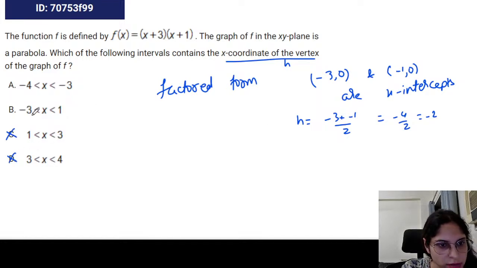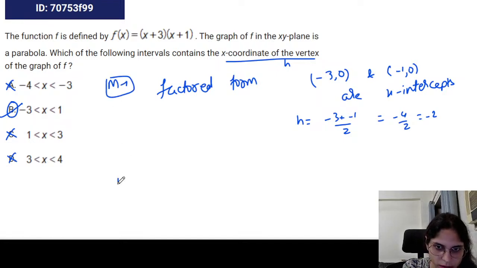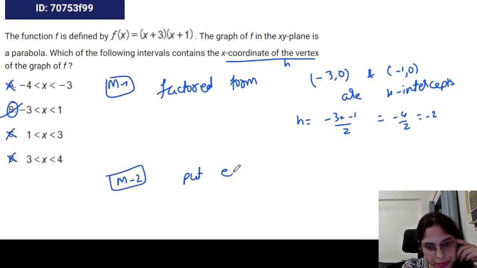This is gone. After negative 3 comes negative 2, so this is the answer. Between negative 3 and negative 4, no, it's not between negative 3 and negative 4. So this is my answer. The only thing is that you should know that negative 2 comes between negative 3 and 1. Second method is put the equation in decimals. You will get the answer.